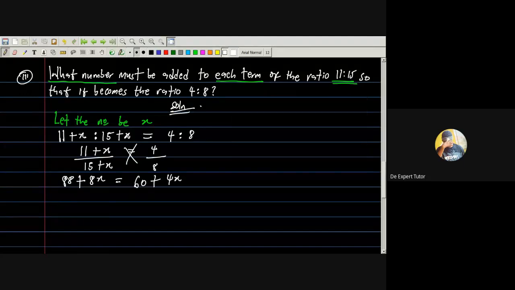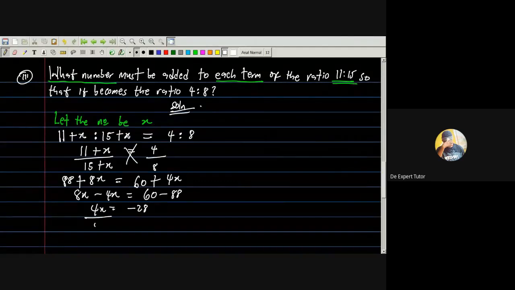Let's go. You see, I have 8x here. When plus 4x comes to this other side, you have minus 4x, then equal to what I'm having here is 60. If 88 comes to this side, you have a minus 88. All these are what we already know. So 4x equal to 60 minus 88. That will give me what? Minus 28. So from here, what do I do?